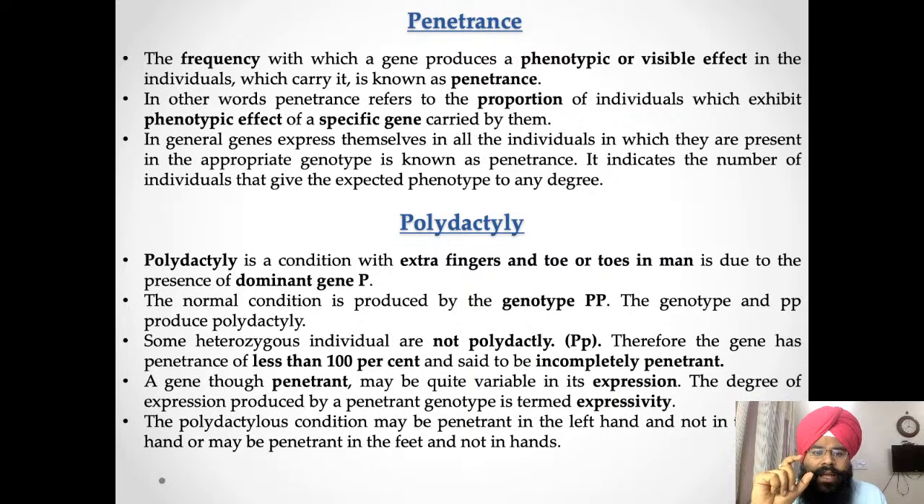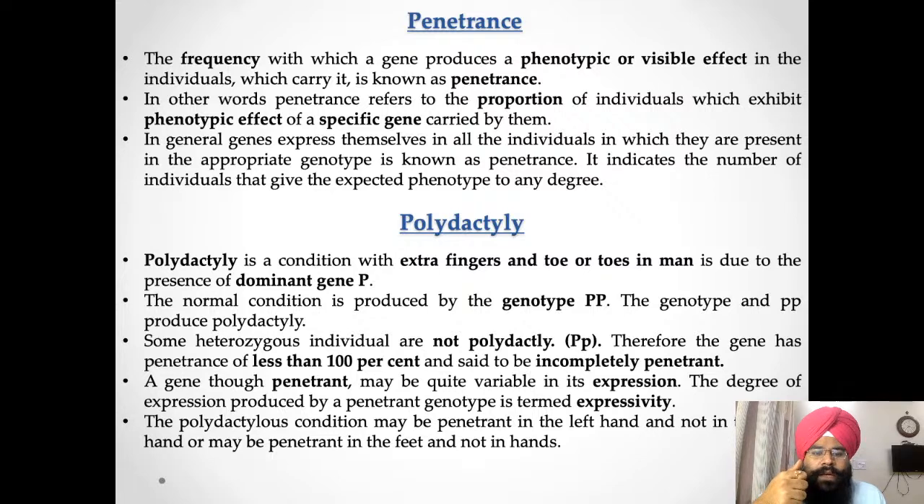Whereas polydactyly is a condition with an extra finger, like Hrithik Roshan has an extra thumb, I guess, or a toe in a man, due to the presence of the dominant gene P. The normal condition is produced by the genotype small p small p, and the genotypes capital P capital P and capital P small p produce polydactyly. Some heterozygous individuals are not polydactyl, therefore the gene has penetrance of less than 100% and is said to be incompletely penetrant.